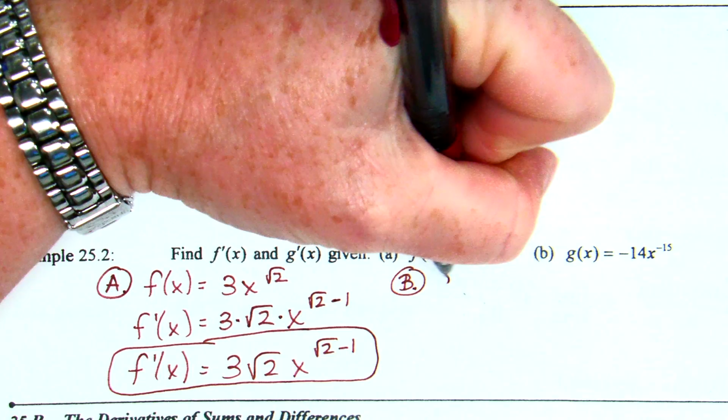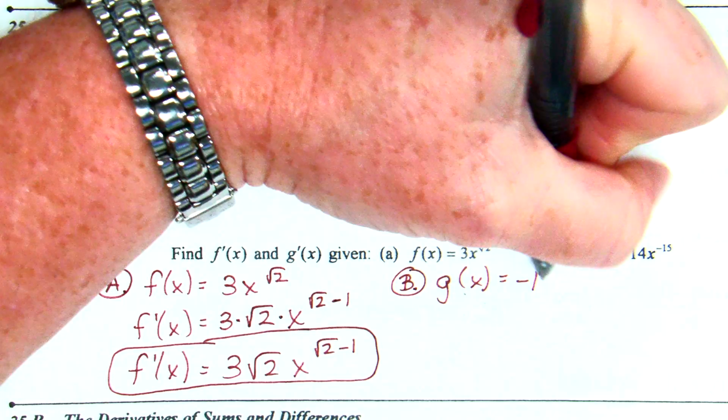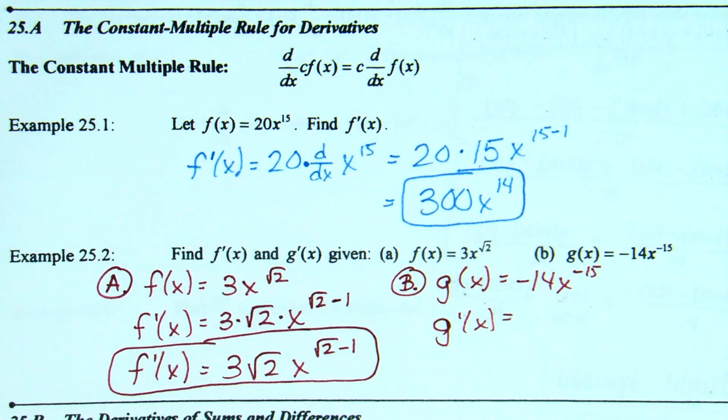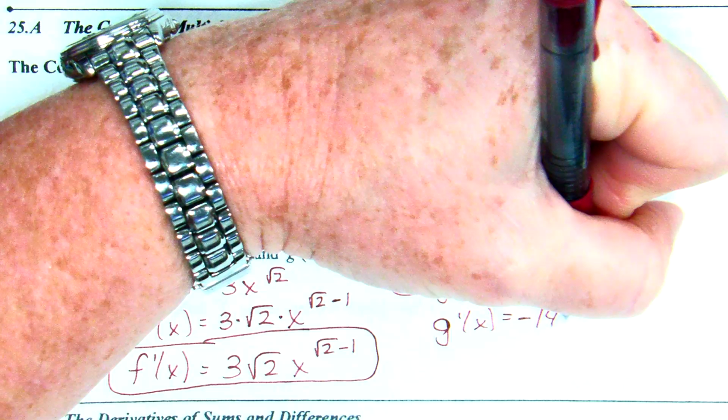Okay, B. g of x is negative 14 x to the negative 15th. So I want the derivative, g prime of x. What do we do? Okay, we're already going to have negative 14 out at front. We're going to bring negative 15 out at front.